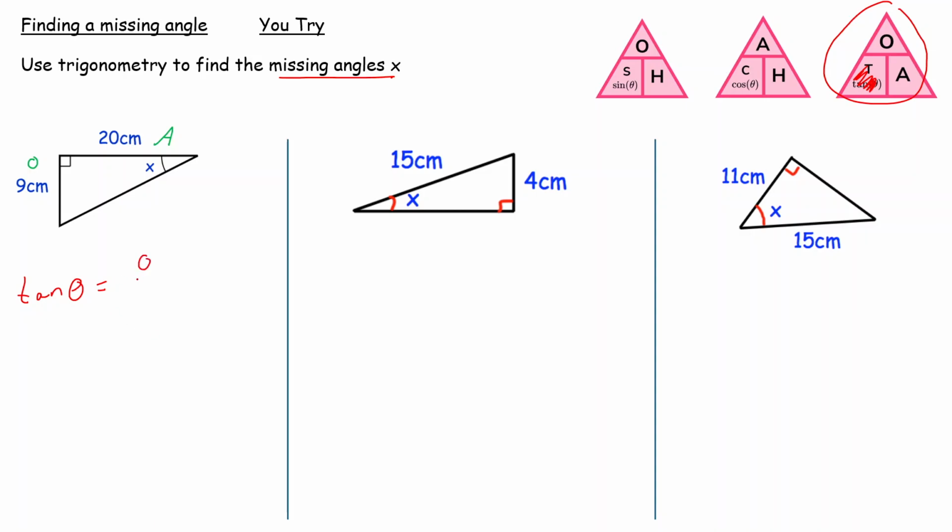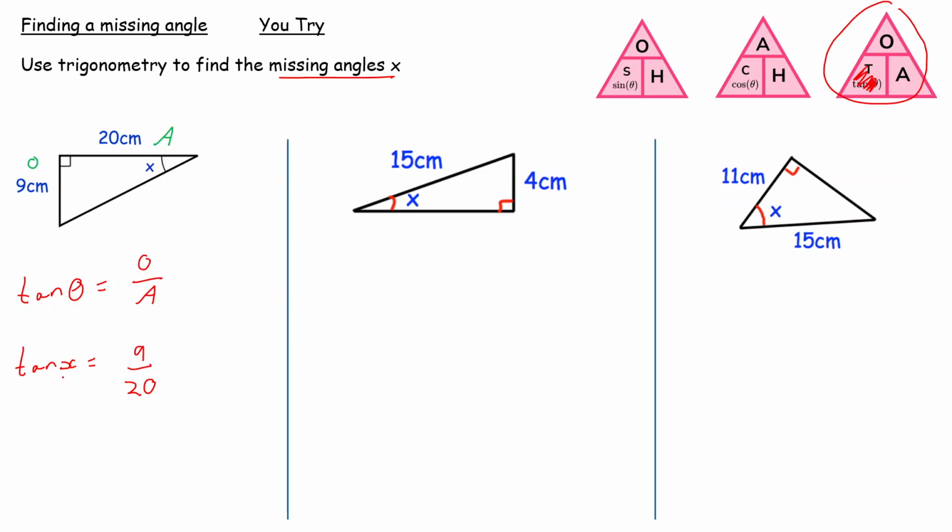So we've got O divided by A, and then it's just a case of substitution. So theta is equal to X, the thing I'm trying to find, the missing angle. So tan of the angle X is equal to my opposite side, opposite is 9, so 9 over my adjacent side, which is 20. I go and put it in.